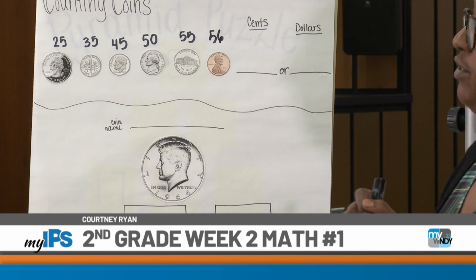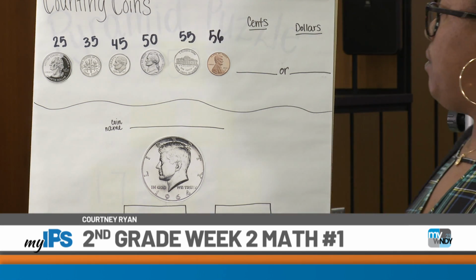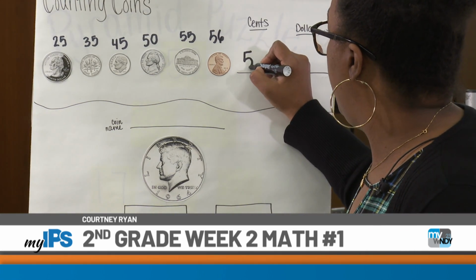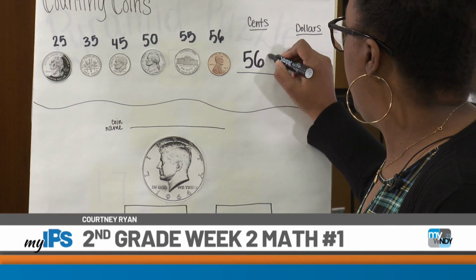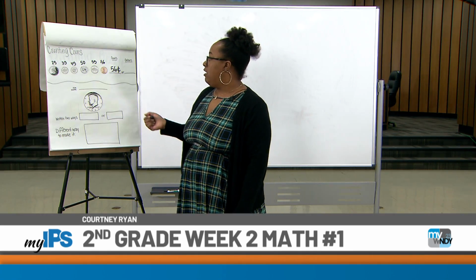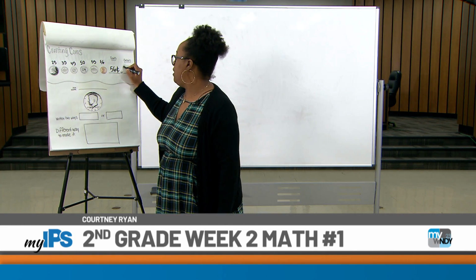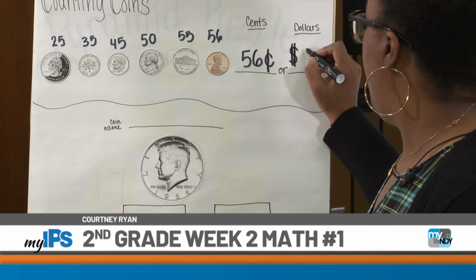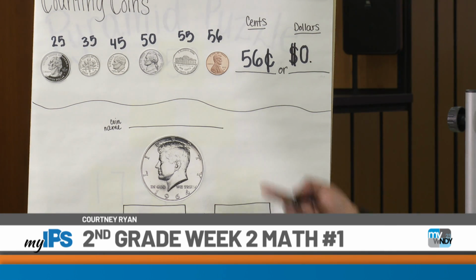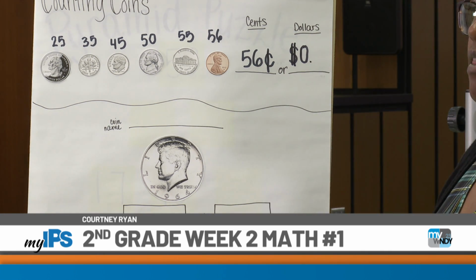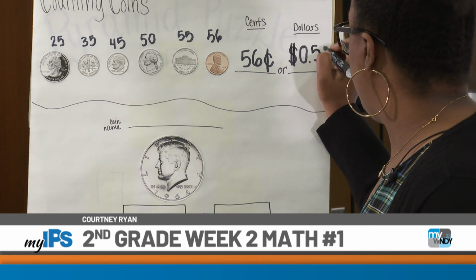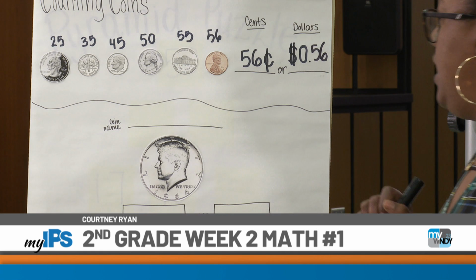So let's write that two ways. The first way is to write our amount with a cent sign. So we're going to write the amount and our cent sign afterwards. When we write in dollar amounts, we start with the dollar sign, and then we're going to make a 0 for our dollar amount. Since our amount is less than $1, we don't have any dollars, so we put 0. And then you add your 56 cents at the end.